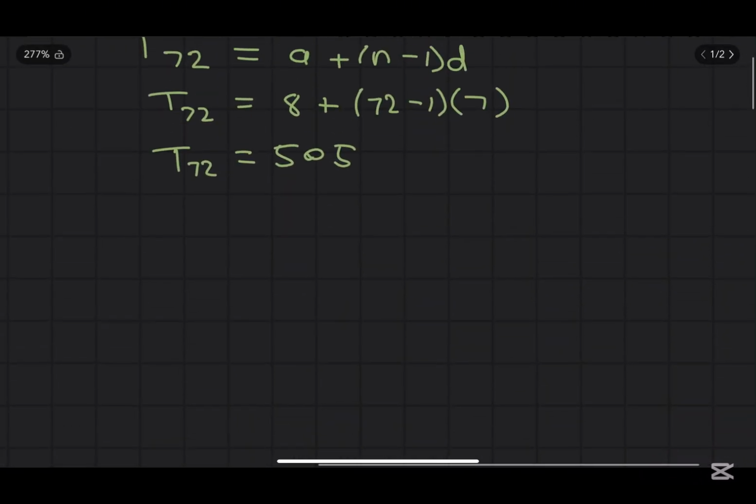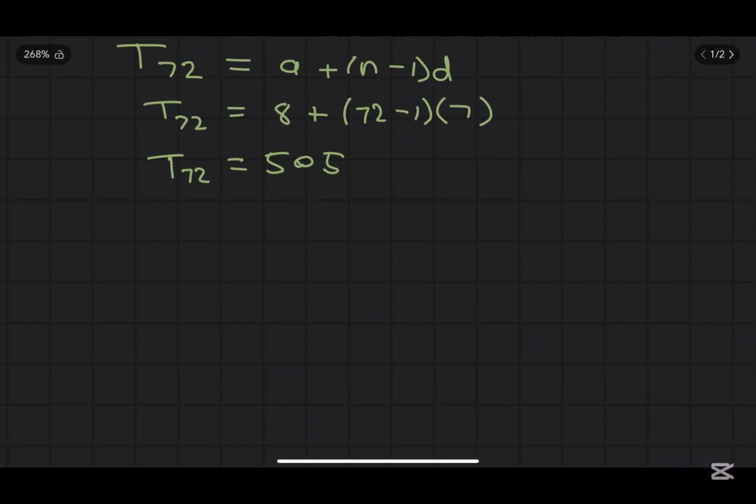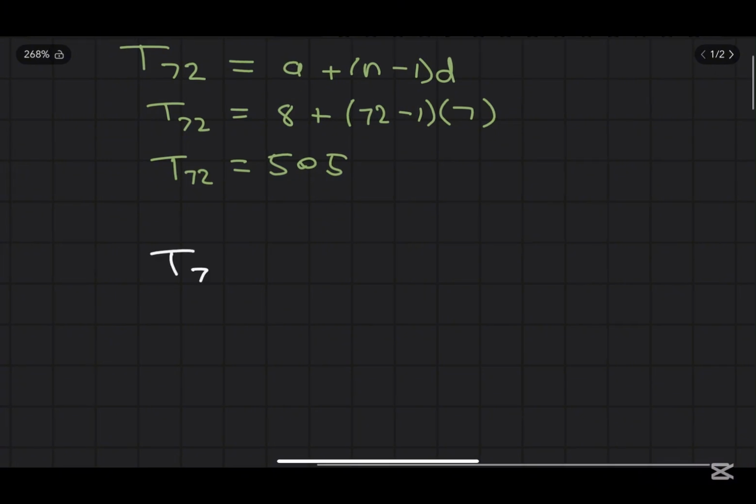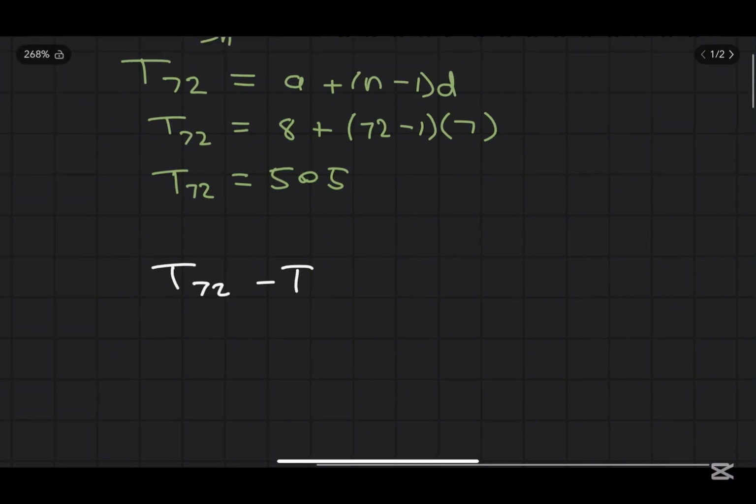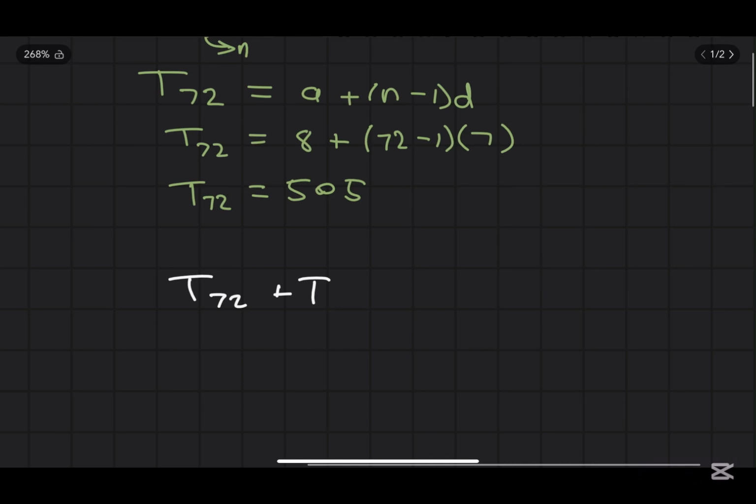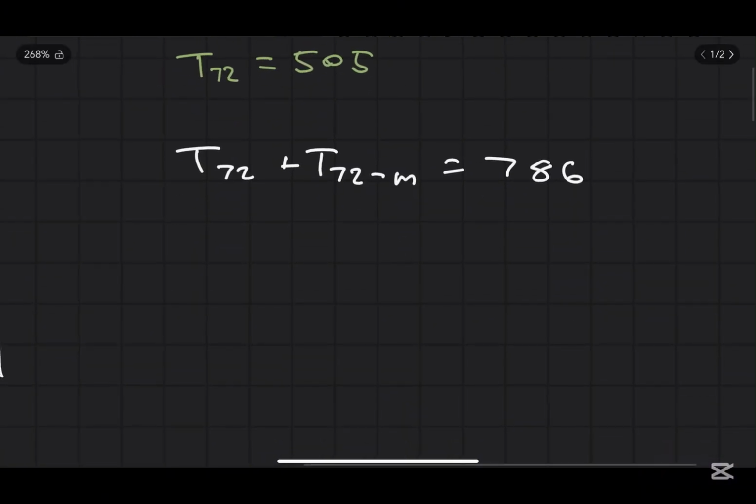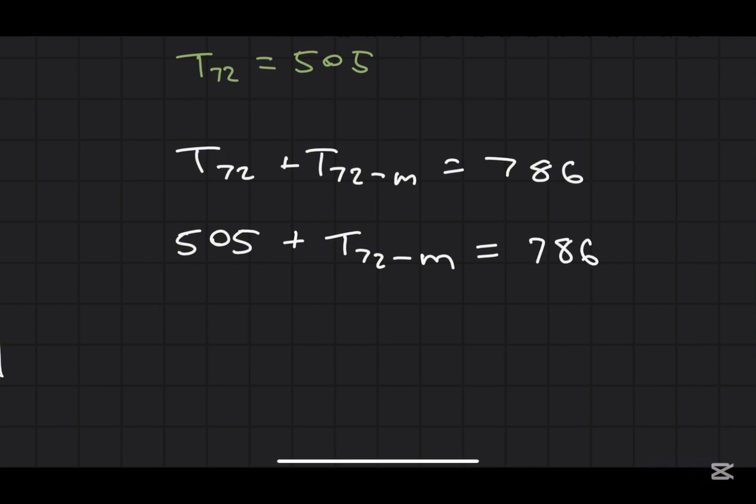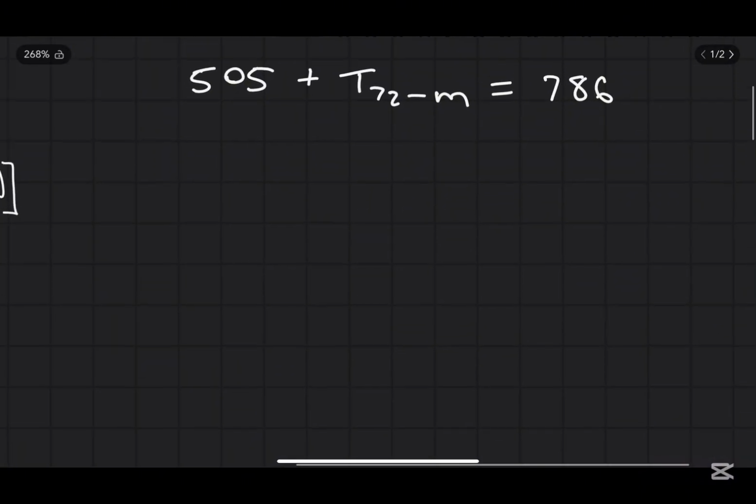Now we need to be able to use that to determine M. Let me rewrite the whole equation. So now we had initially T72 minus T, is it T72 or plus? It's actually plus. T72 plus T72 minus M is equal to 786. T72 is 505 plus T72 minus M, which is equal to 786.